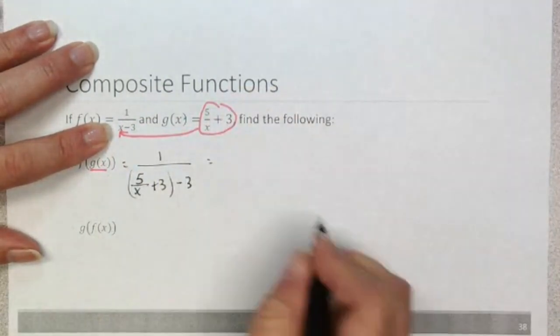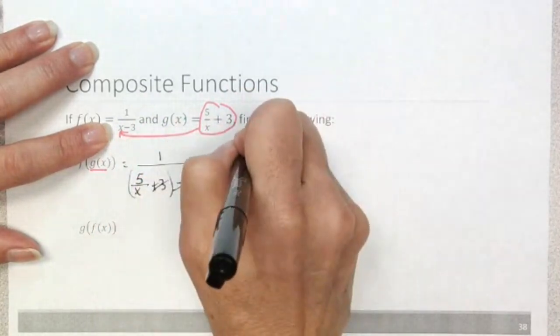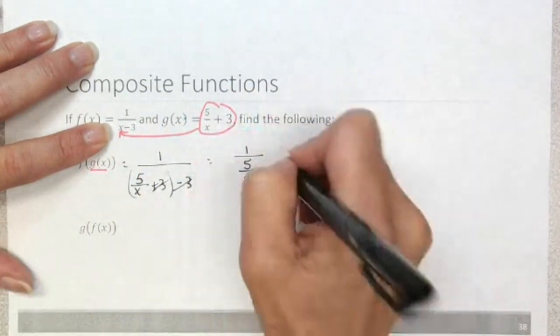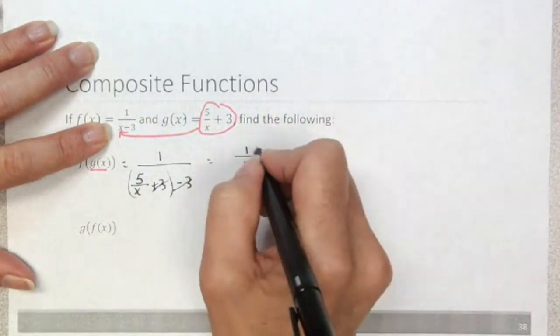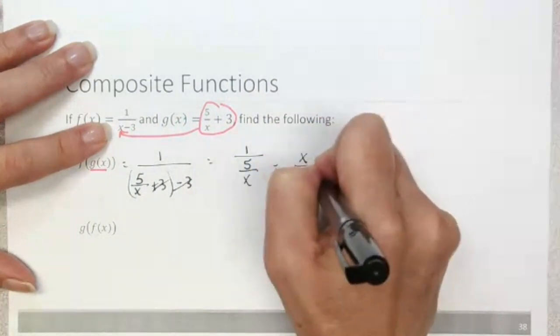All right, we can simplify that a little bit, right? Look at these 3's are going to add out here. So that's now just 1 over 5 over x. Oh, and then we should simplify that as well. That's like 1 over 1 divided by 5 over x, or x over 5.